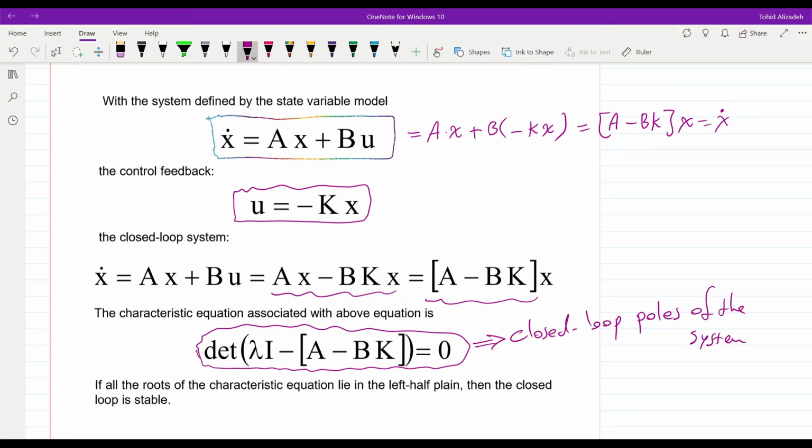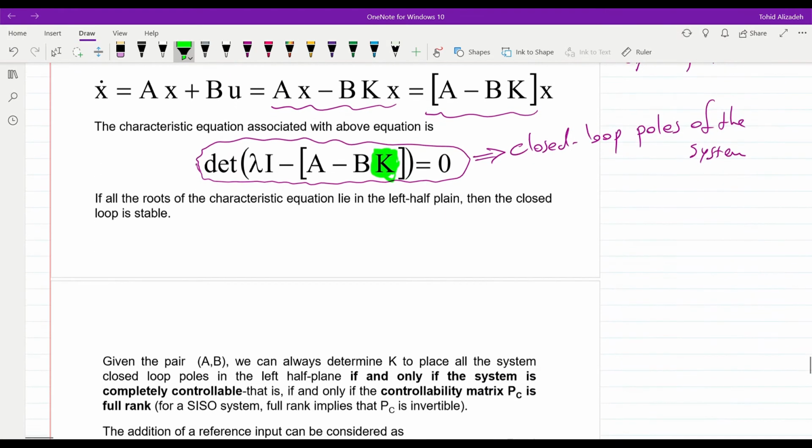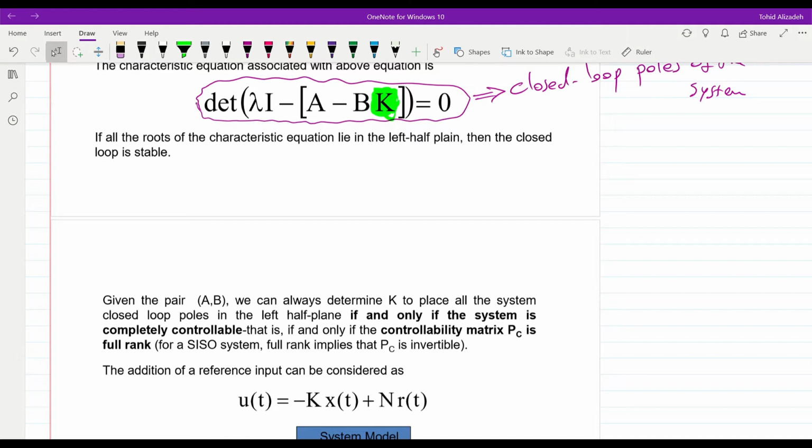For the open loop system, if we wanted to find out the poles, we would need to find the determinant of lambda I minus A equal to 0. This gives us the open loop poles. Now you can see that the location of the closed loop poles of the system will depend on the value of k, or the state gain. So if we determine proper values for k, we will place the closed loop poles of the system in the desired locations. And our next step would be to determine how to pick proper values for k.